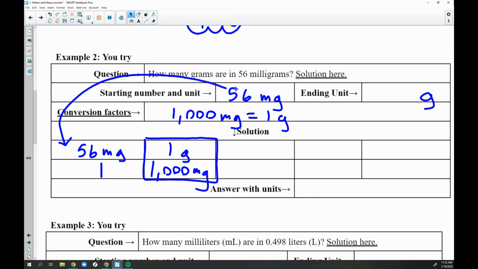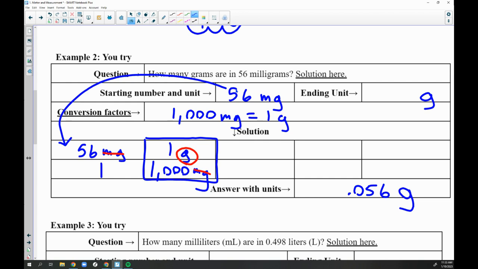And that enables me to cancel milligrams and convert to grams. And so my answer is going to be in grams. In this case, you can again plug it into the calculator, 56 times 1 divided by 1,000. Or you can just move the decimal 3 places to the left, 56 divided by 1,000, and you get 0.056 grams. Yes, sir? Can we round it to 0.6? Yeah, it's fine. Yep. Any questions about that one?